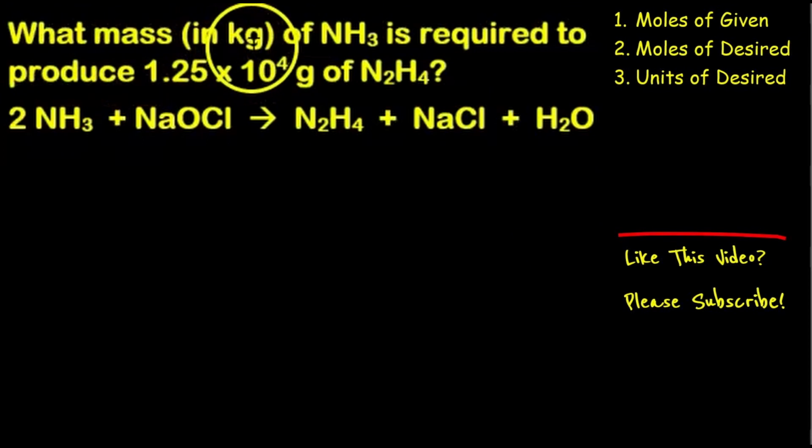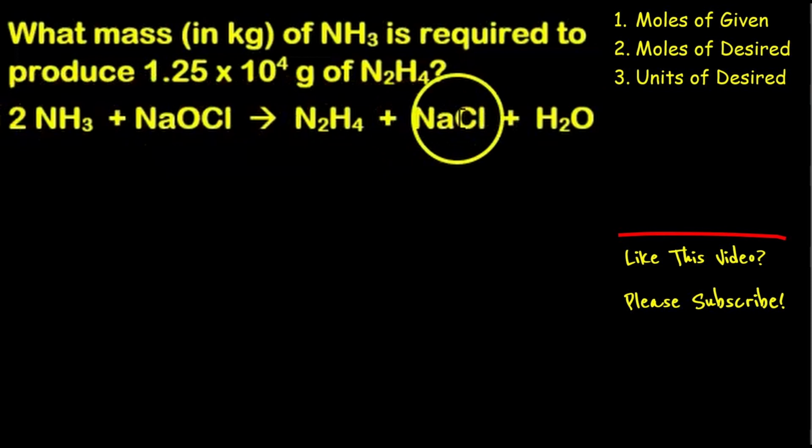So let's start. What mass in kilograms of NH3 is required to produce 1.25 times 10 to the 4 grams of N2H4? And we have this chemical equation here. Now, you know this is stoichiometry. We know we have to apply these 3 steps on the right. We have to apply these steps to this problem because this is what we have.